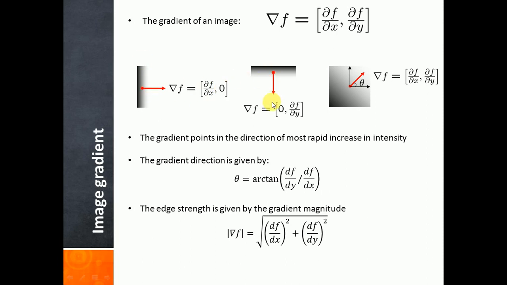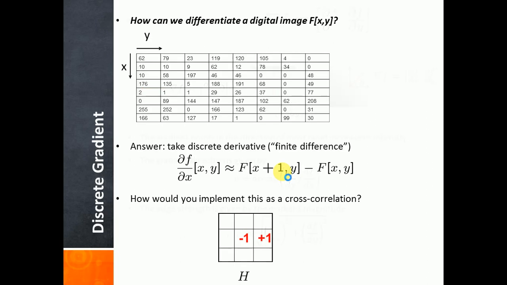Here, in the Y domain there is a rate of change, but in the X domain it's pretty much constant, so it's 0. But over here, the image changes its gray level in both directions. So the gradient in this case is a combination of X and Y. That gives the magnitude, and there is an angle to it. The edge strength is determined by the gradient magnitude, and the angle is determined by the tan inverse of the change in Y over the change in X.